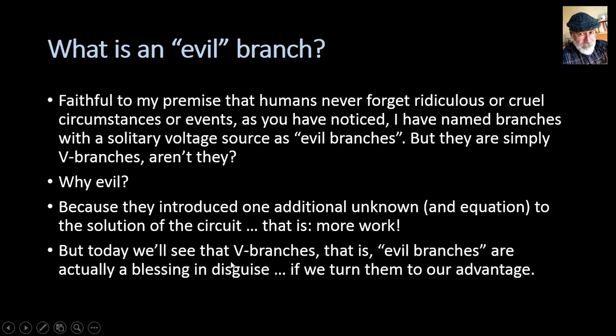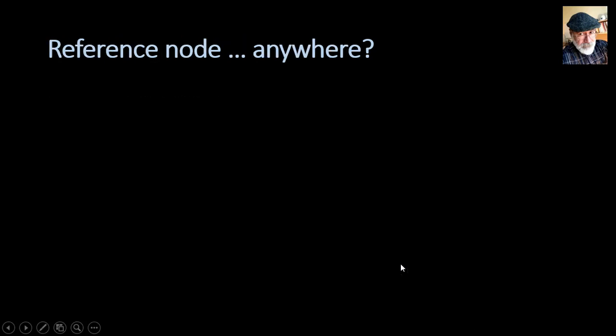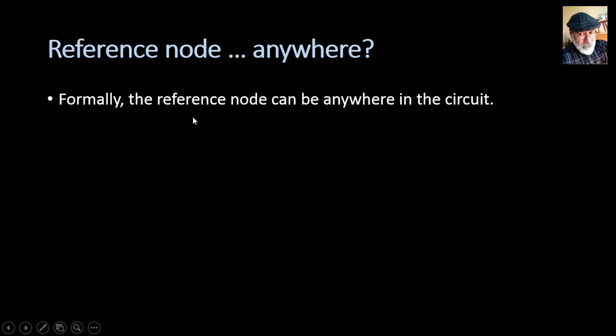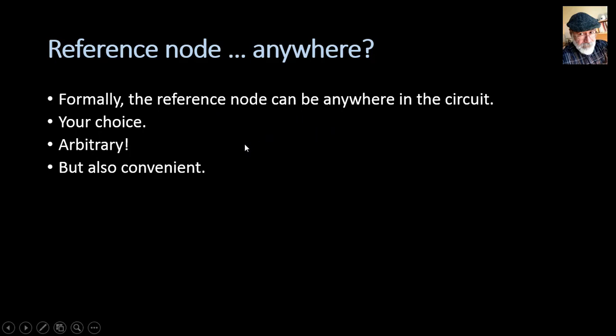But today we shall see that those evil branches are, in reality, a blessing in disguise if we know how to take advantage of the opportunity they give us. The reference node can be anywhere, right? Formally, the reference node can be anywhere in the circuit. It is your choice, it's arbitrary, but you pick it out of convenience. Convenient how? Well, you can pick the node that has the most branches arriving in it so that you don't have to write that massive KCL equation.